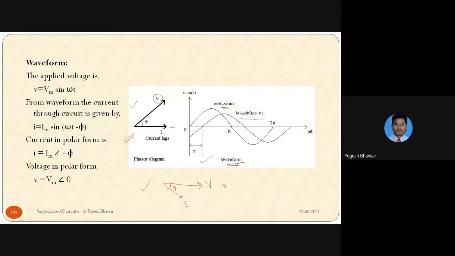So this is the waveform from the phasor. So we can have the equations. The applied voltage V is equal to Vm sin omega t. The current is lagging voltage, so I is equal to Im sin(omega t minus phi). So in polar form, I is equal to Im angle minus phi and voltage Vm angle 0. These are the basic relations for the waveform.